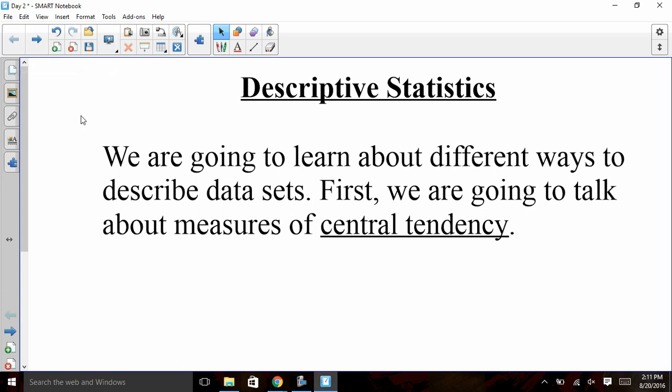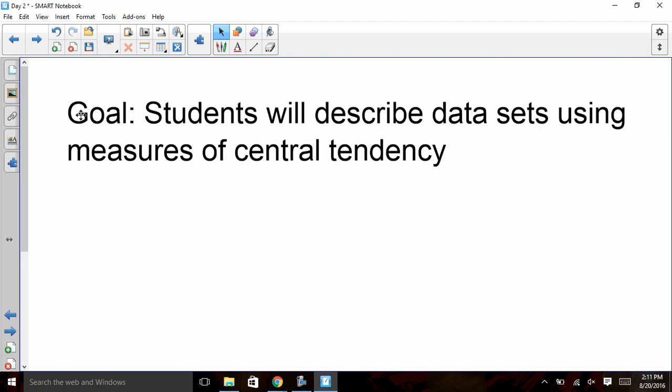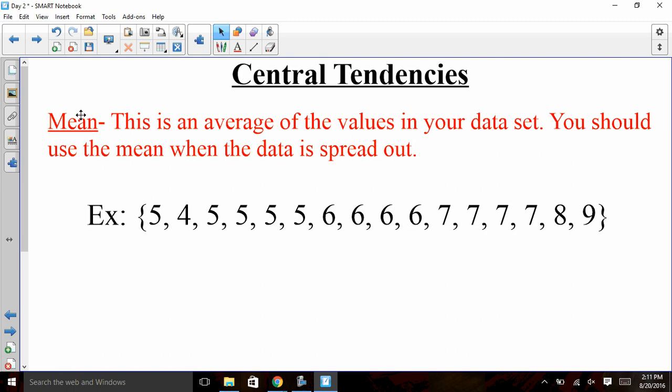All right, today we're going to talk about the second day's stats unit lesson. We're going to go ahead and start talking about central tendencies. Central tendencies allow us to describe the different types of data that we see, and we'll see when it's best to use which type. The first type of central tendency that we're going to talk about today is called the mean. The mean is just the average values in your data set.